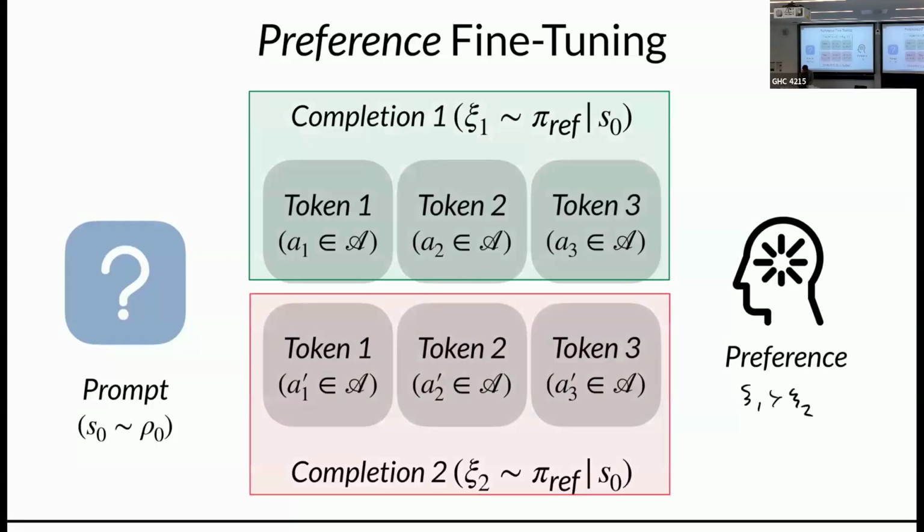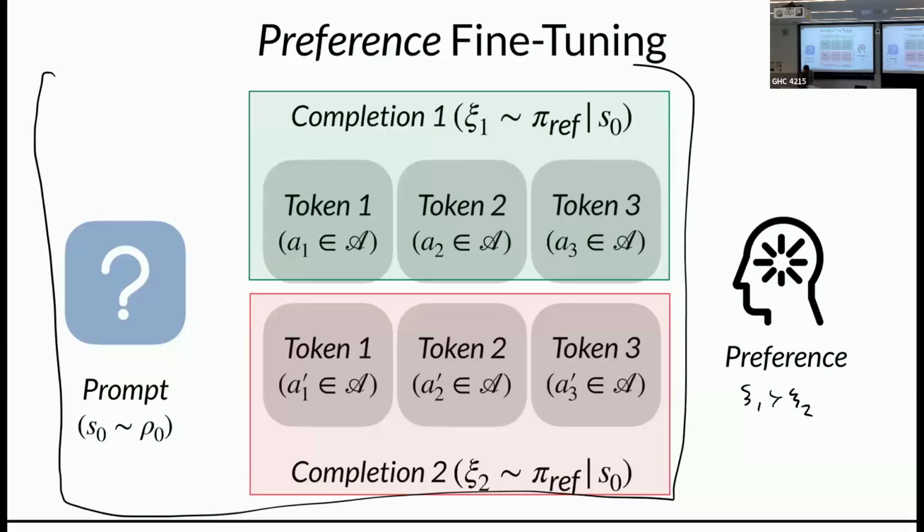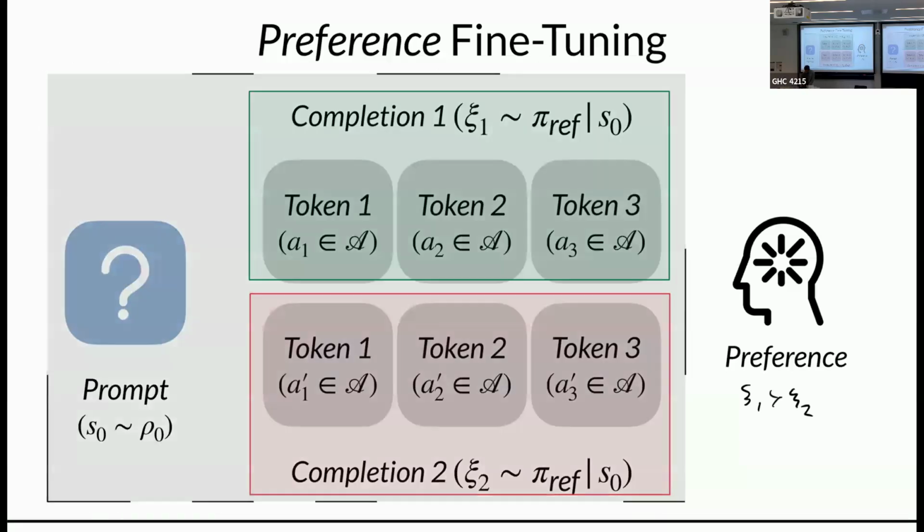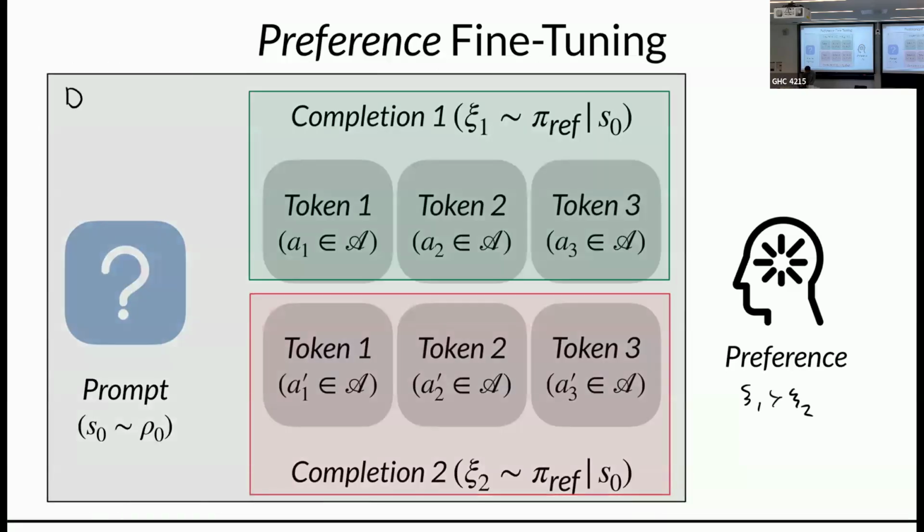Then what we can do is collect a data set of all this stuff, right? Basically it looks like this. We're going to have some data set D, which is going to look like initial states, a preferred completion, and a dispreferred completion. I'm going to use psi plus and psi minus to refer to the preferred and dispreferred completions. So basically, you should think of these as trajectories that share an initial state. And we know that people prefer one.